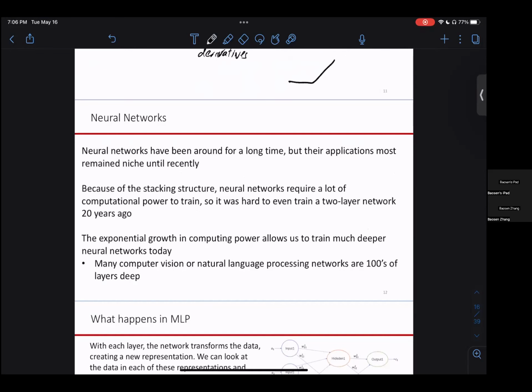Better pictures than I can draw of how neural networks work. But before that, we should recognize that neural networks really have been around for a very, very long time. The math behind it is not very complicated. But really, the problem has been that their application used to be very, very niche.